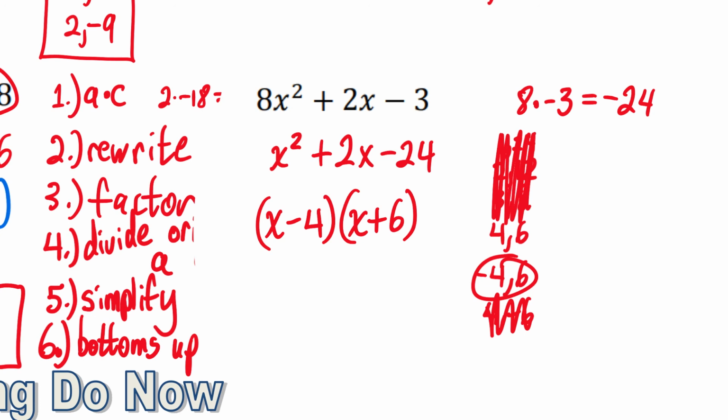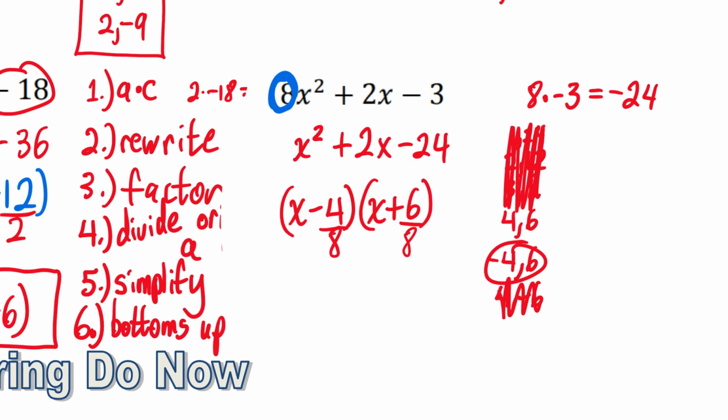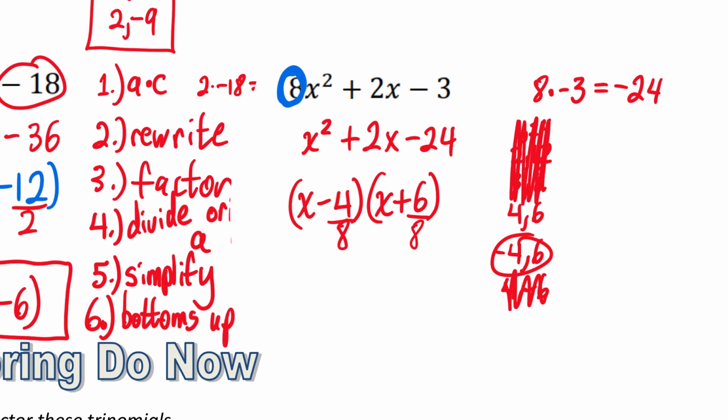Now what do I do? Divide by this original a, divide by 8. Okay? So I'm going to divide this by 8, I'm going to divide this by 8. Now I'm going to simplify that. Can I simplify either one of those? No. Yes, actually I can simplify both of them. Because what does 4 over 8 simplify to? To 1/2. So I'm going to rewrite it like this.